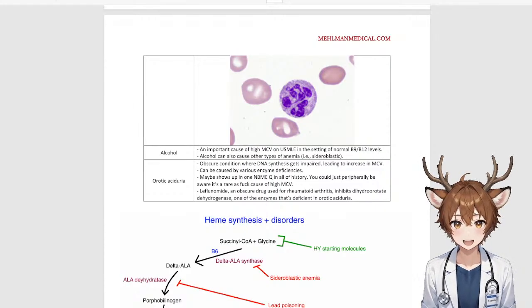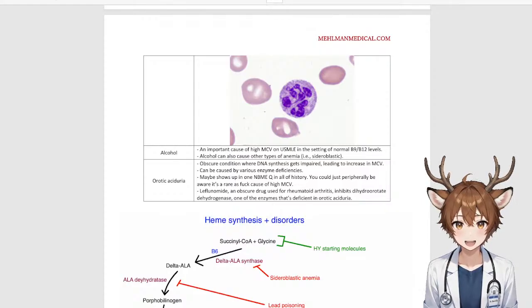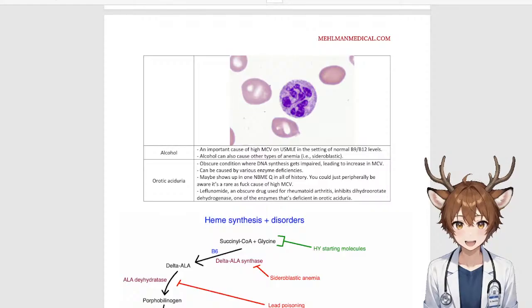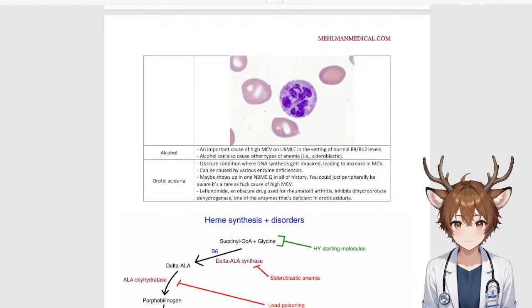What about alcohol? Alcohol is an important cause of high MCV on USMLE in the setting of normal B9 and B12 levels. Alcohol can also cause other types of anemia like sideroblastic anemia.